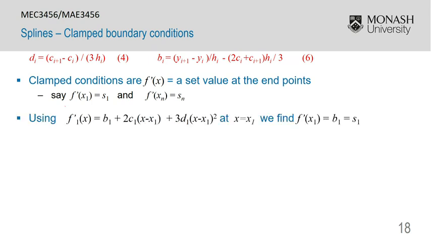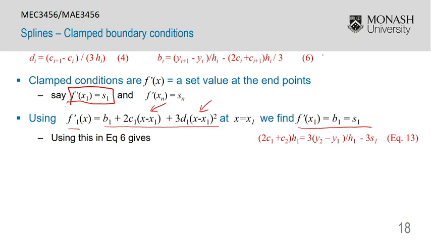So let's look at our expression for the first derivative of the first spline, f1 dashed. It's given by this expression here. We've derived this previously. If we set x equal to x1 in this expression, we just get that f dashed of x1 is equal to b1, but we've defined f dashed of x1 as being equal to s1. So we know that b1 is equal to s1.